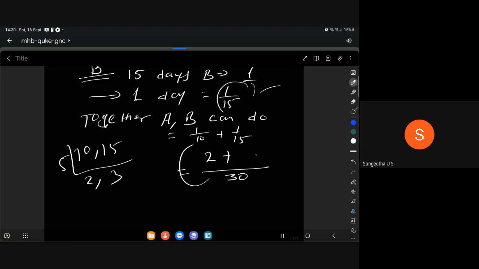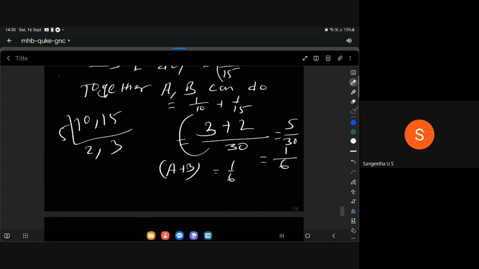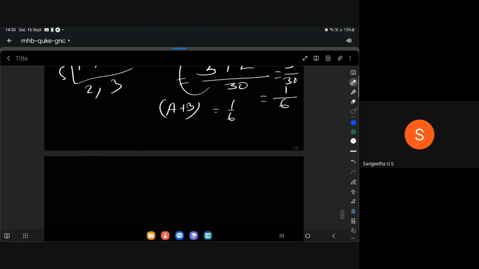So it will be 3 plus 2. 5 by 30. It will give you 1 by 6, right? So A plus B can do 1 by 6 of the work in 1 day. In 1 day, A plus B can do 1/6 of the work.